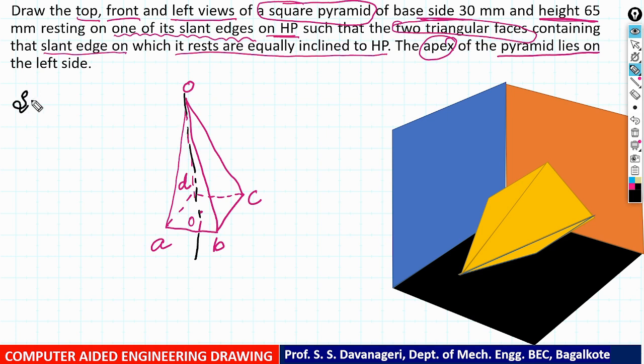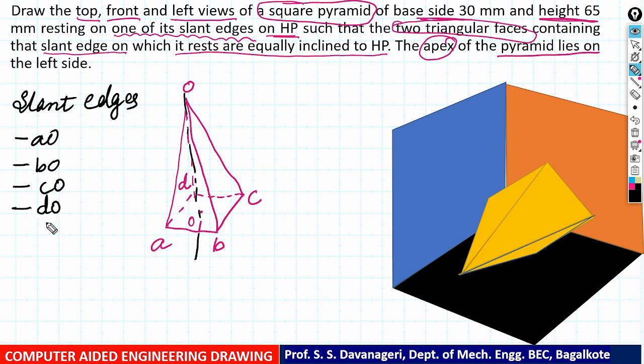So now let us identify the slant edges here. The slant edges are AO, BO, CO and DO. Now these are the slant edges. Now if you consider, the AO slant edge is going to rest on HP.